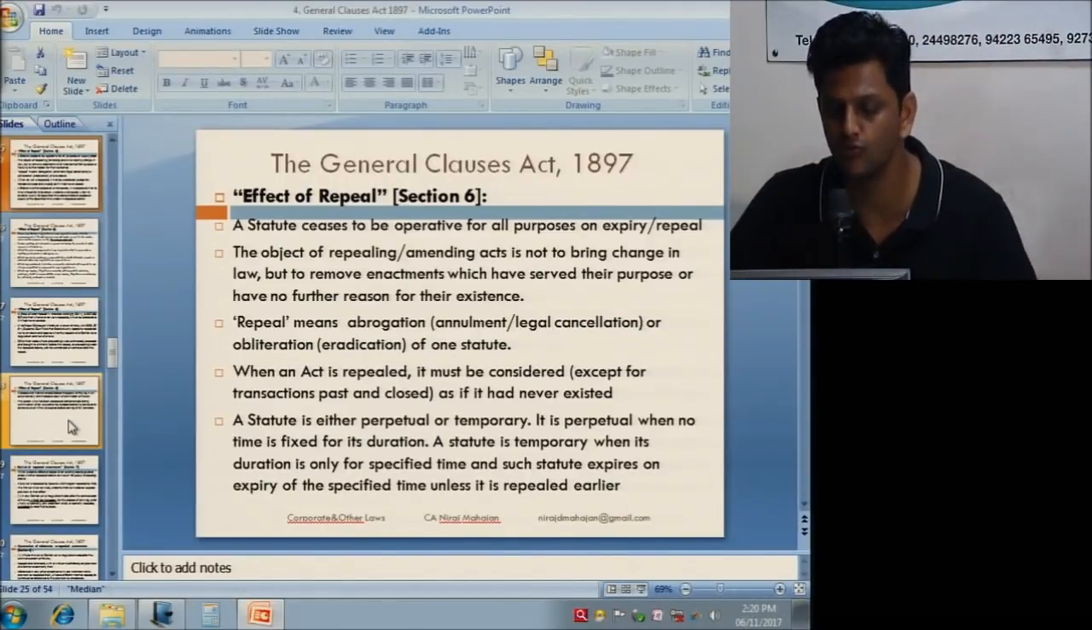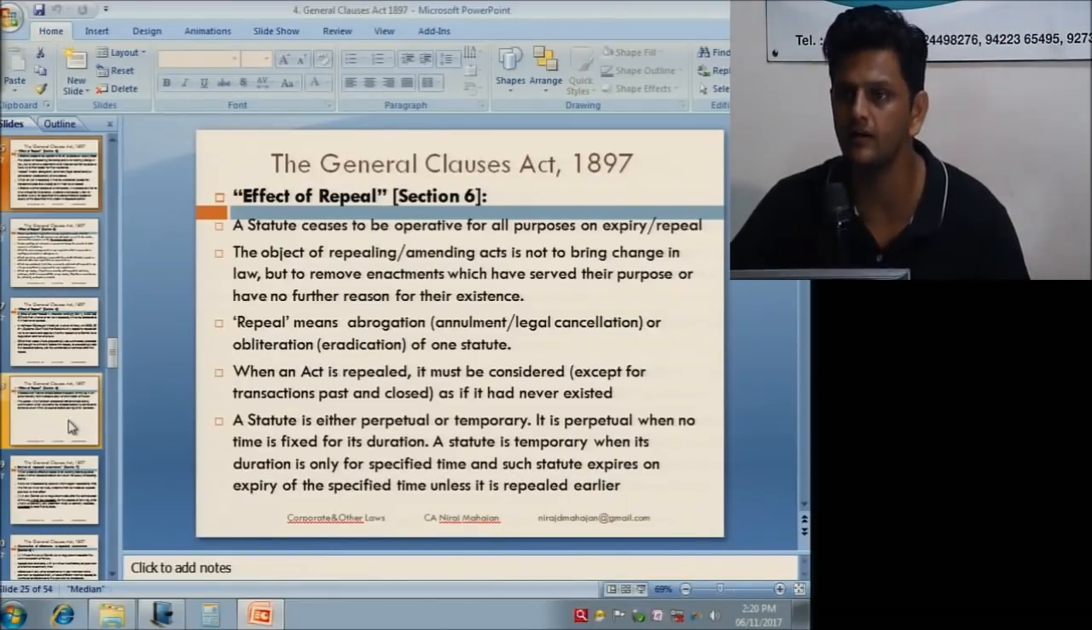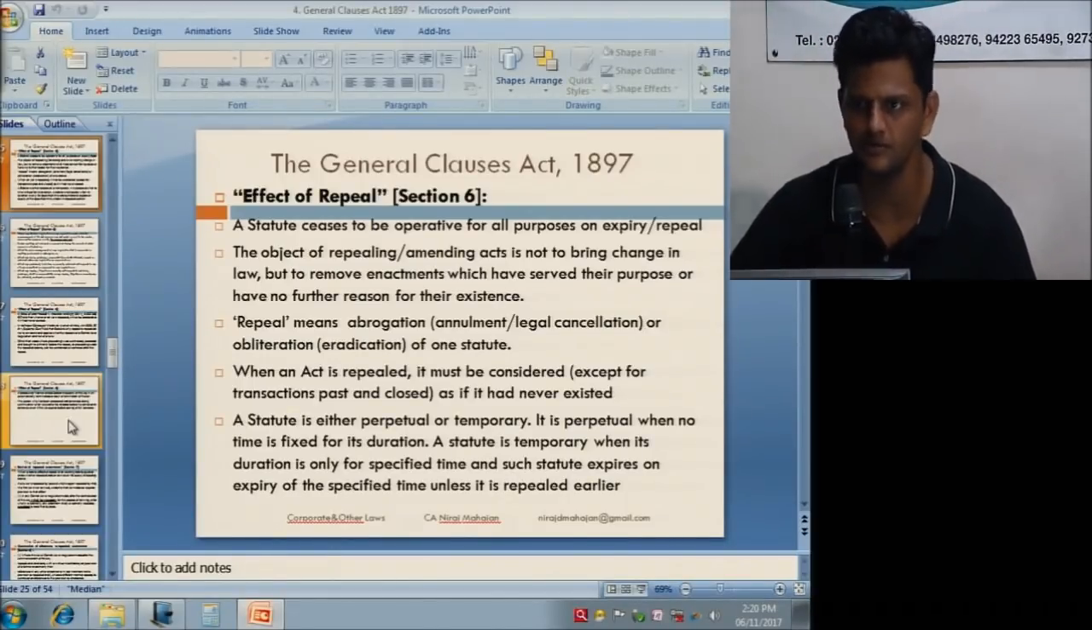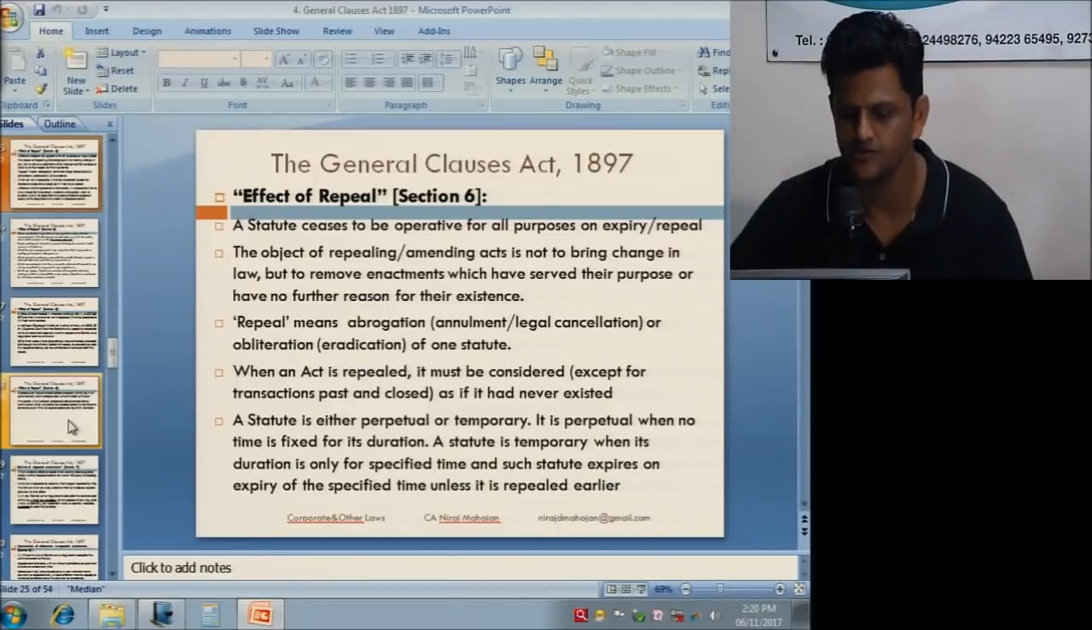So when an act is removed or repealed, it should be considered that it had never come into existence in the first place. Correct? A statute is either perpetual or temporary. Perpetual means permanent; temporary means for a particular time period or for a particular purpose. It is perpetual when no time is fixed for its duration. This is okay. If no time period is given, then what will we assume? The act is perpetual, permanent. And if some time period is given, in that case, the statute is temporary.